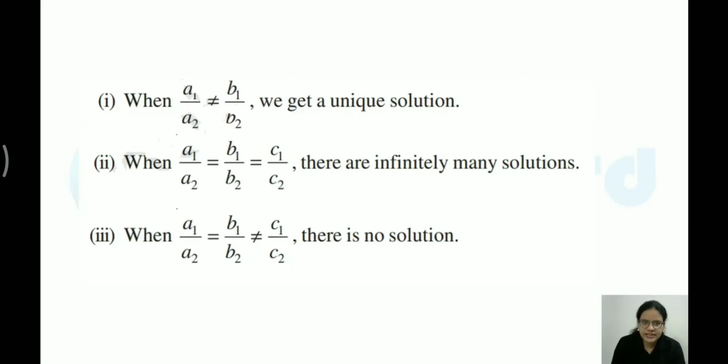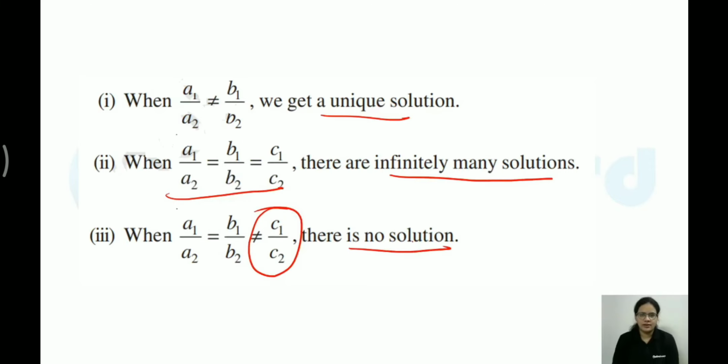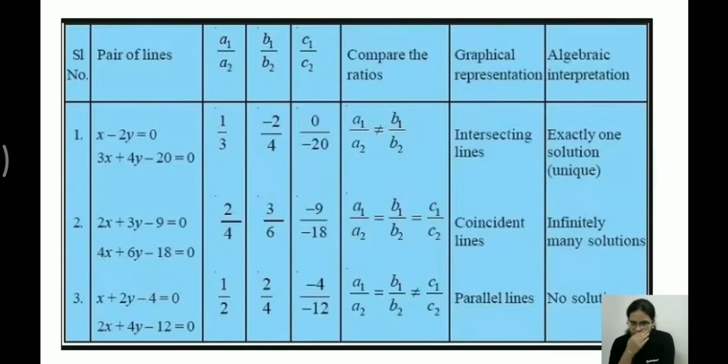So this condition you have to remember: when the first two ratios are not equal, unique solution. All three equal, infinite solutions. And the C part not equal, no solution at all. This condition will be directly asked in your exam. Now I have explained this through examples and written it in tabular format so that it will be easier for you to remember.